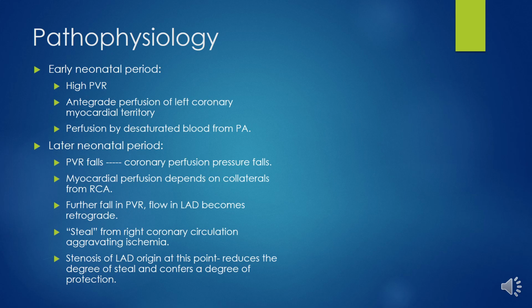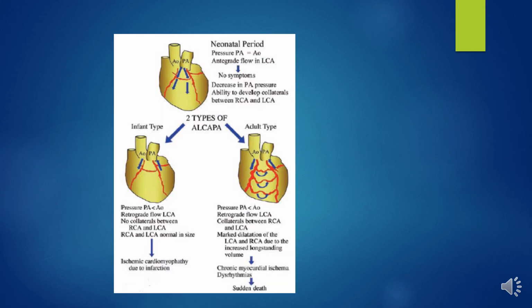With further fall in PVR, flow in the LAD becomes retrograde. Steal from the right coronary circulation aggravates ischemia. Stenosis at the LAD origin reduces the degree of the steal and confers a degree of protection. So these are the two types of ALCAPA: the adult type and the congenital, infant type.